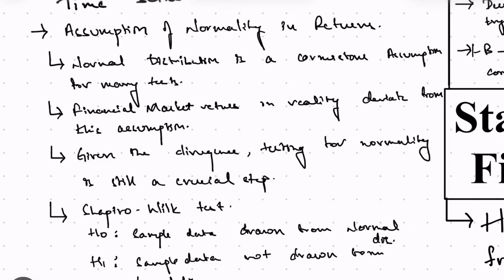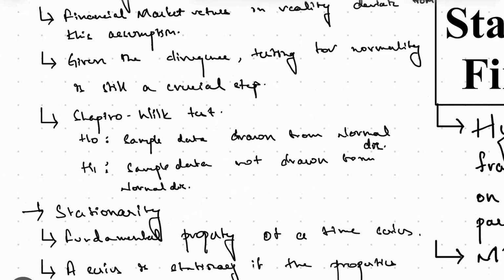The Shapiro-Wilk test is a powerful and widely accepted method for this purpose, particularly effective for smaller to moderate sample sizes. The hypotheses for the Shapiro-Wilk test are: H0, the sample data is drawn from a normal distribution, and H1, the sample data is not drawn from a normal distribution. A low p-value for this test provides evidence to reject the null hypothesis, suggesting that the data is not normally distributed and the parametric test assuming normality may be inappropriate.